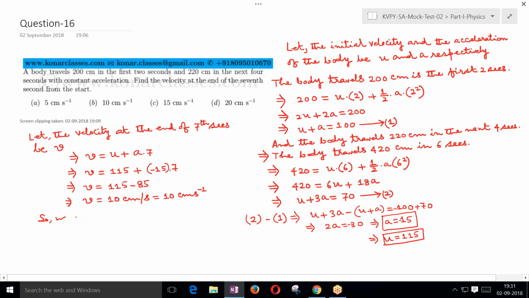So we get the correct option as B. I hope all of you understood this one. In case of any doubt.